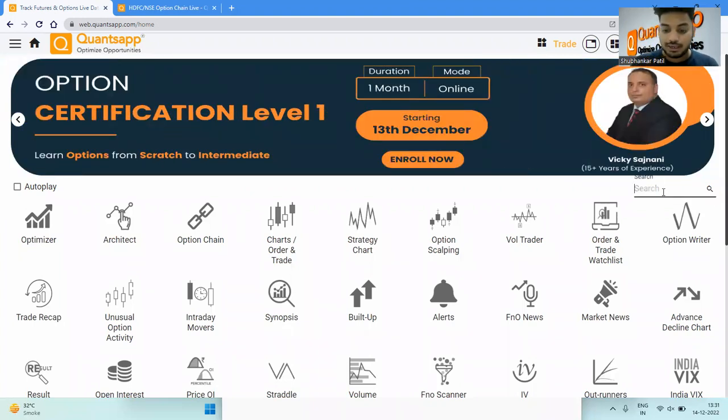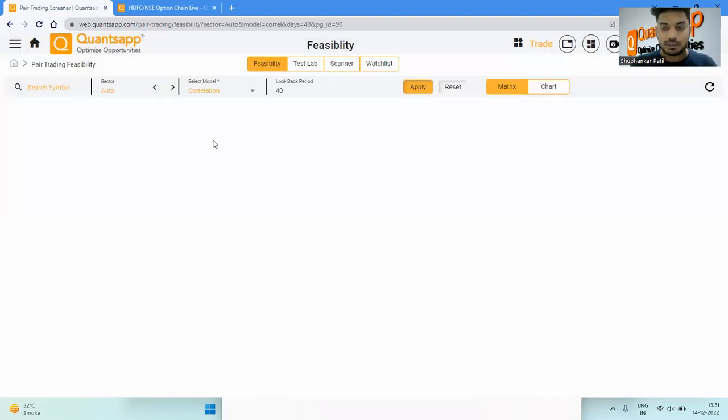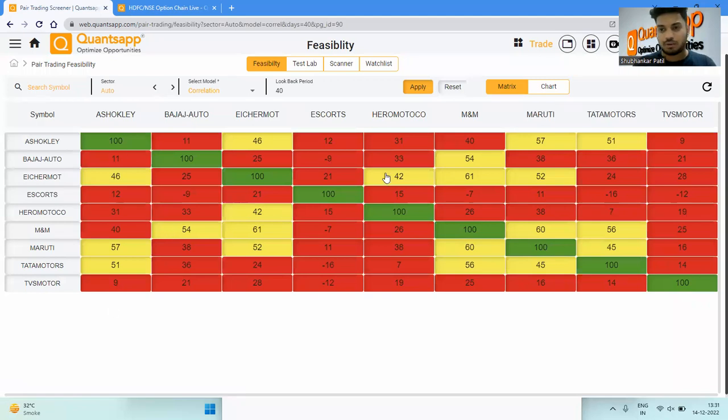To find that out, you can use the pair trading tool in Quantsapp and navigate to the feasibility test. The tool will automatically populate the correlation of all the different scripts from the same sector. So it is a matrix. Vertically you will see all the auto stocks placed, and horizontally as well you will see all the auto stocks placed. So what it is showing us is Ashok Leyland versus Ashok Leyland. You can't go ahead and buy and sell Ashok Leyland's futures at the same time, right?